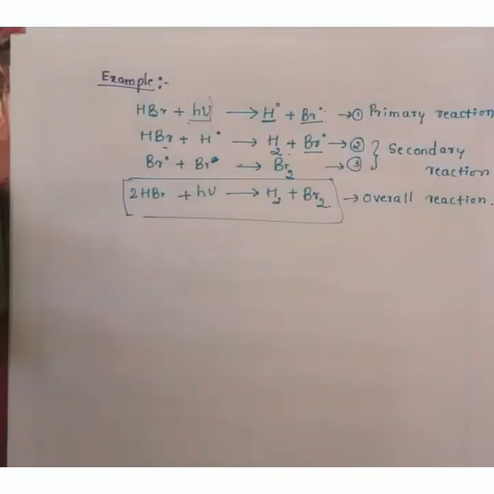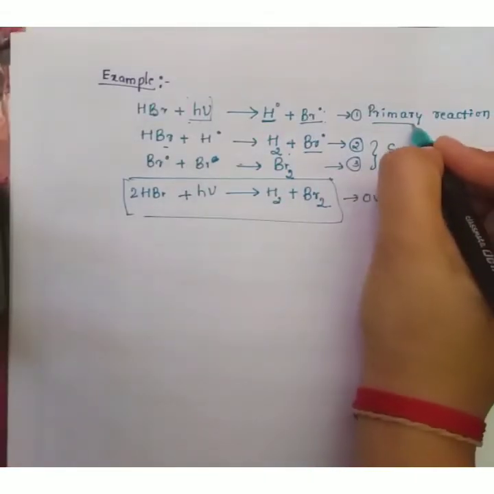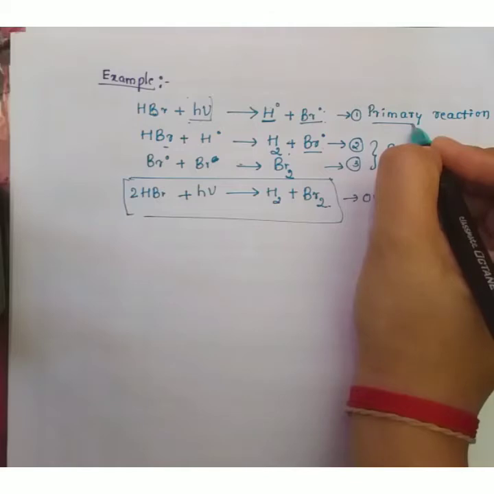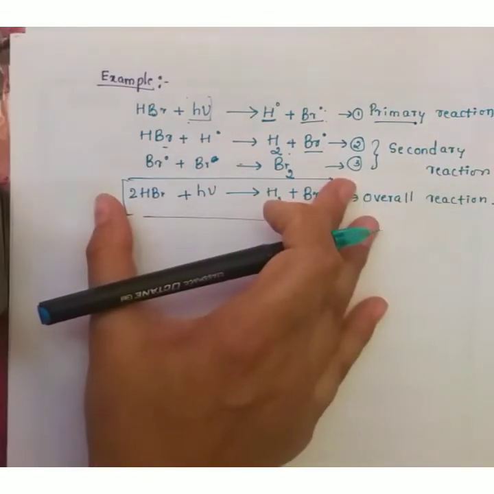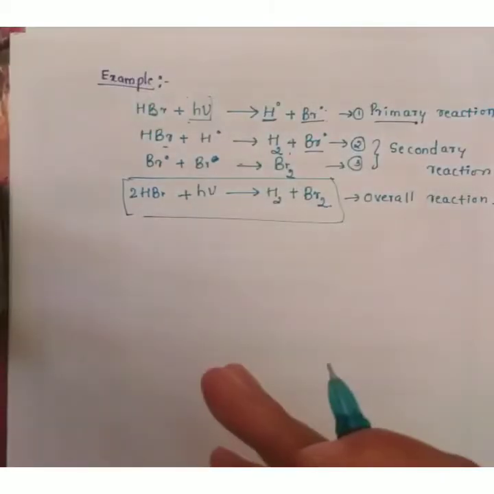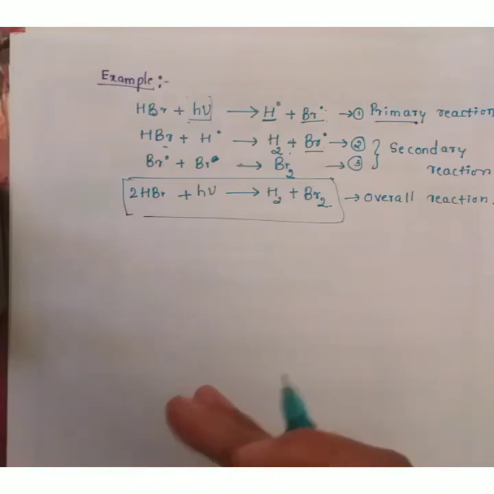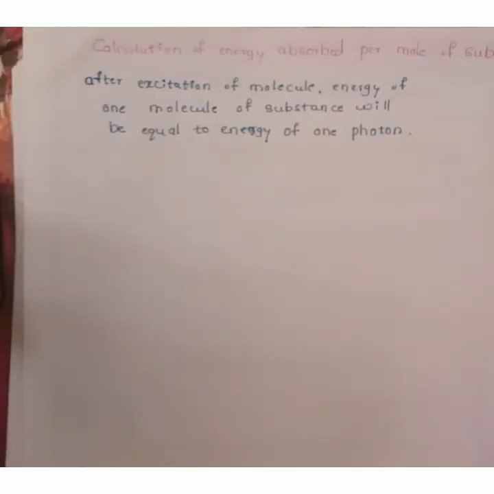The primary reaction obeys the photochemical equivalence strictly, whereas the secondary reactions have no concern with Stark and Einstein's law. As I said, in a photochemical reaction, each molecule of a reacting substance absorbs a single photon of radiation, causing the reaction and is activated to form the product.